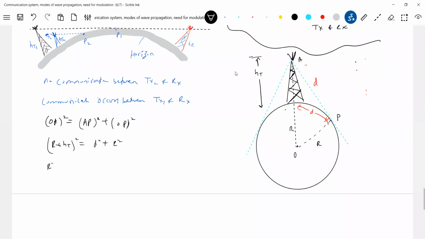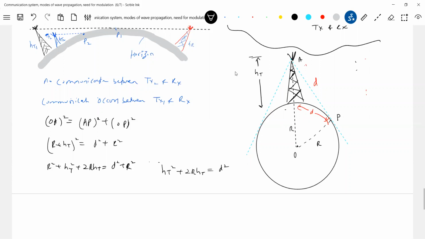So I'll expand it. R square plus HT square plus 2R HT. R square gets eliminated. So the next expression we get is HT square plus 2R HT equal to D square.